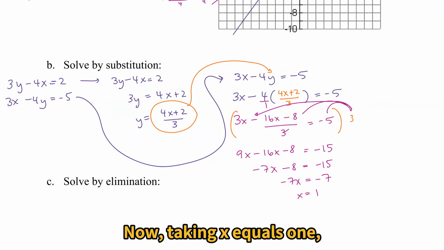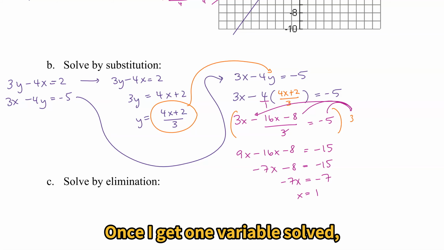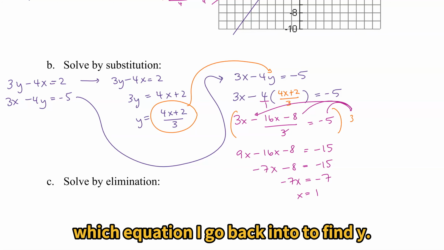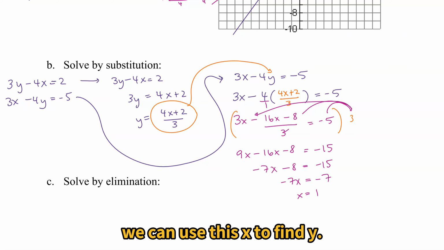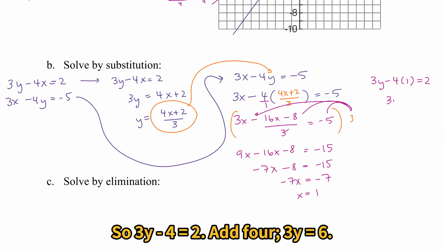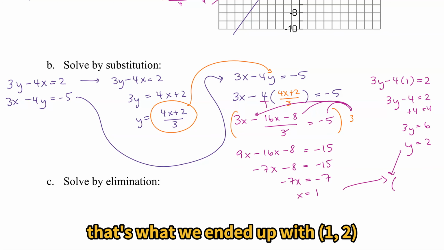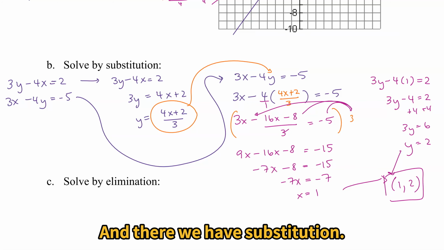Now taking x equals 1, I've used both equations, so I can use whichever one I want to this time around once I get one variable solved. It doesn't matter which equation I go back into to find y. As long as the equation has a y, we can use this x to find y. I'll use the first one. 3y minus 4x equals 2. So 3y minus 4 equals 2, add 4, 3y equals 6, y equals 2, and then sure enough, that's what we ended up with, 1, 2. And there we have substitution.